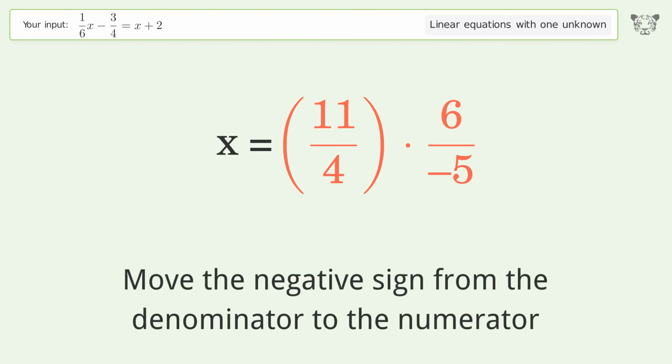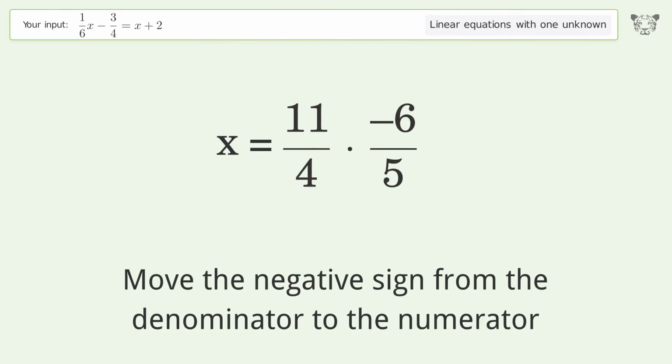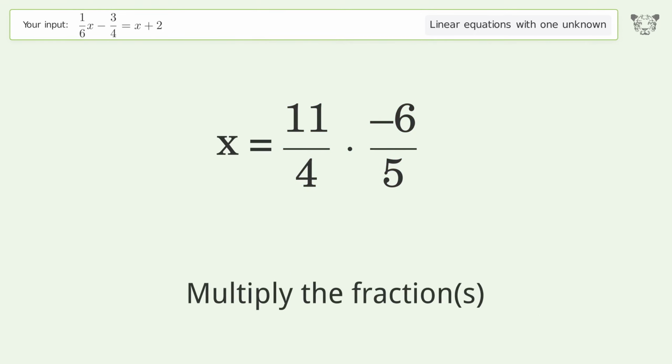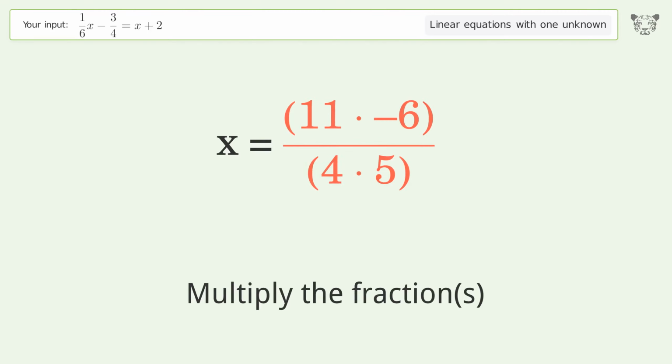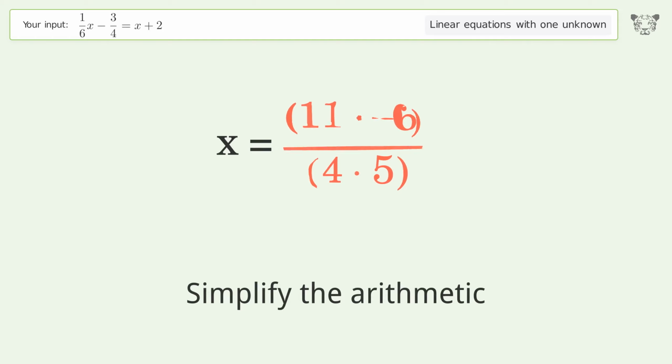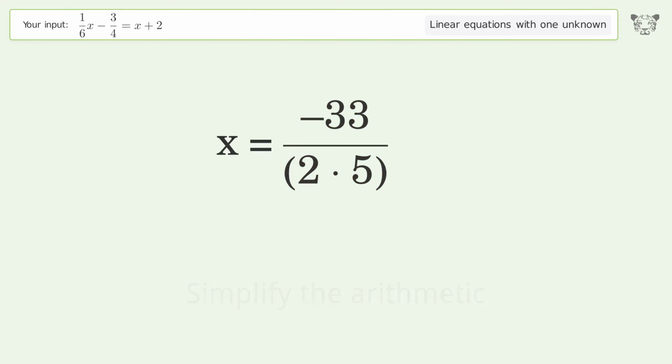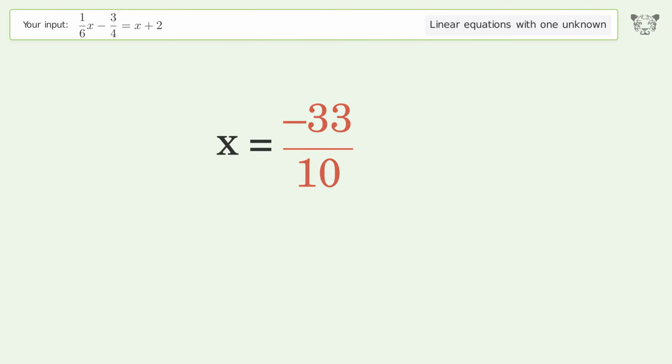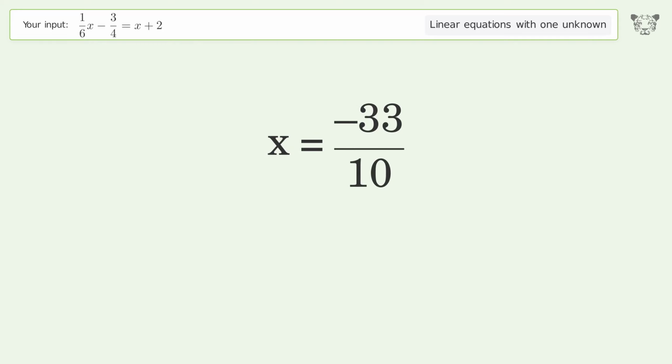Move the negative sign from the denominator to the numerator. Multiply the fractions. Simplify the arithmetic. And so the final result is x equals -33/10.